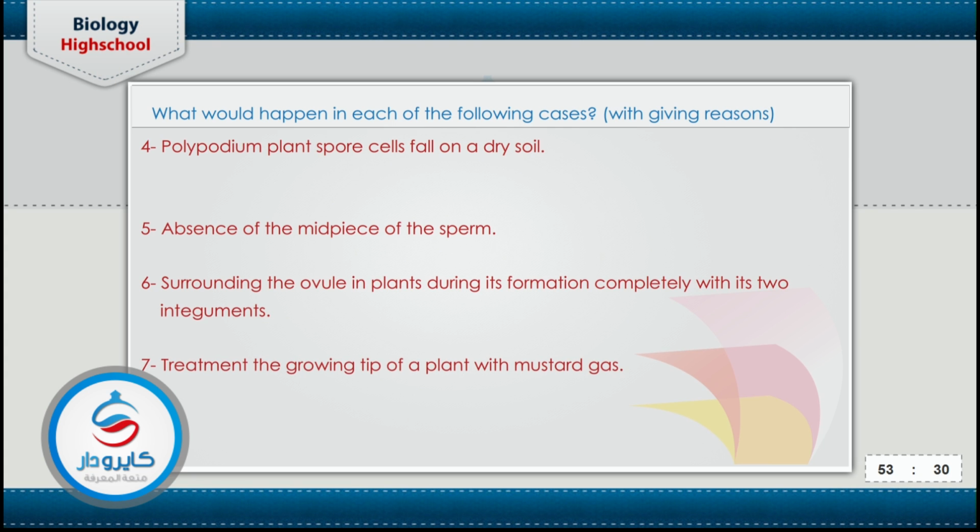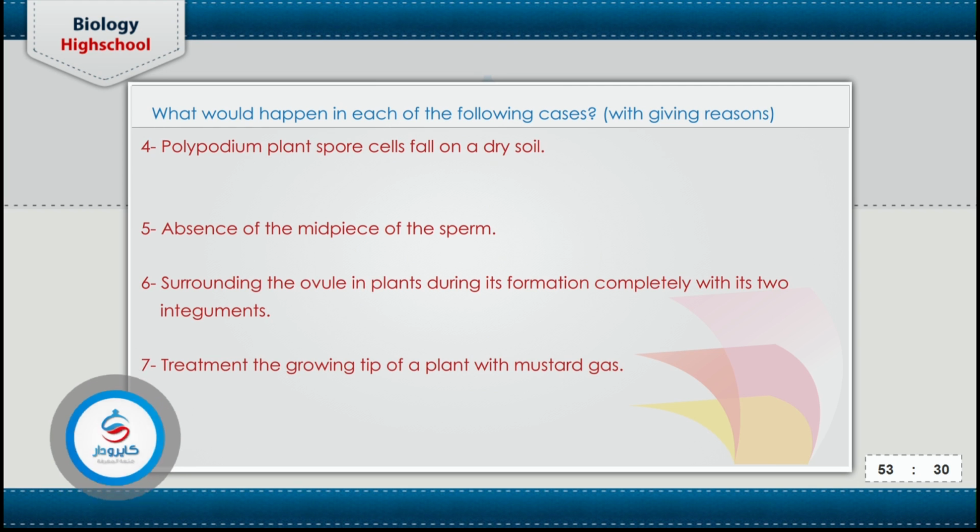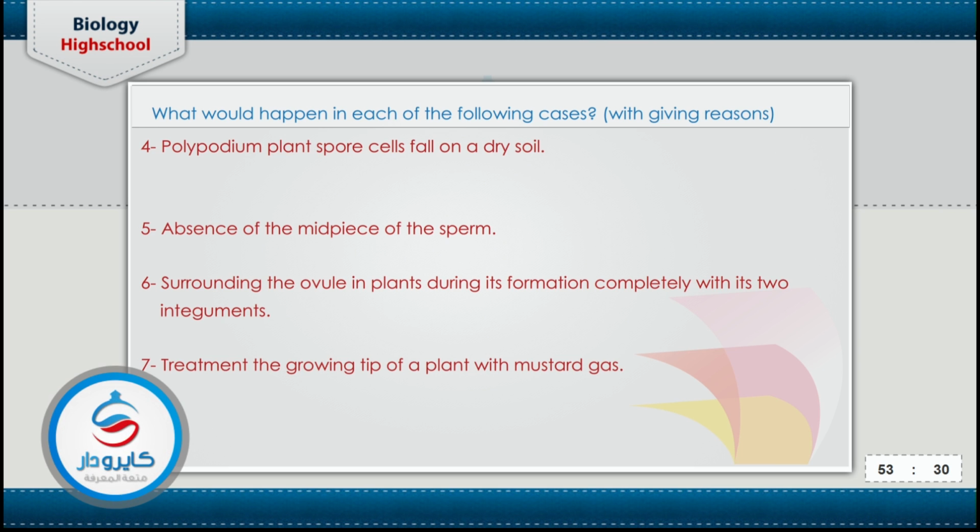Number 5, the absence of the midpiece of the sperm. The midpiece of the sperm contains mitochondria. The mitochondria is a center of energy production that produces energy to help the sperm move to reach the ovum. The absence of the midpiece means the absence of energy for the sperm, so it can't move and can't reach the ovum.